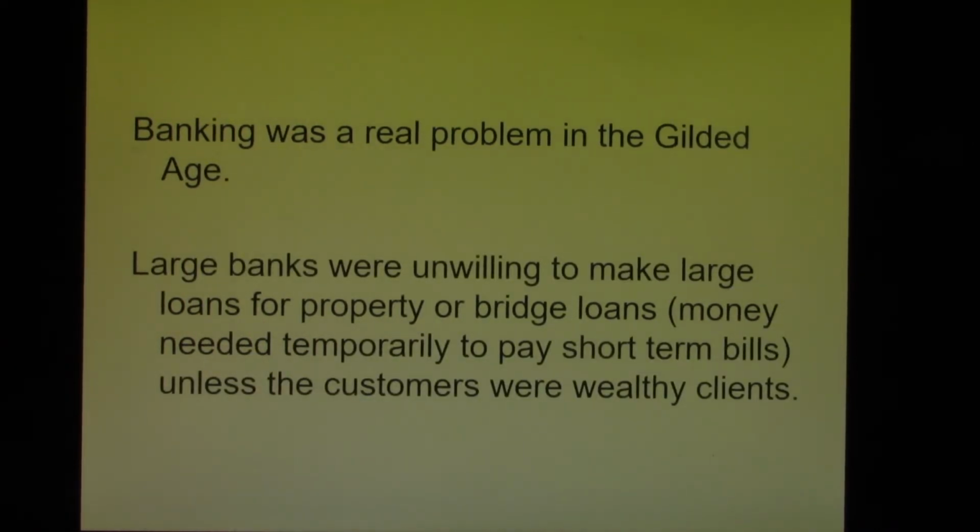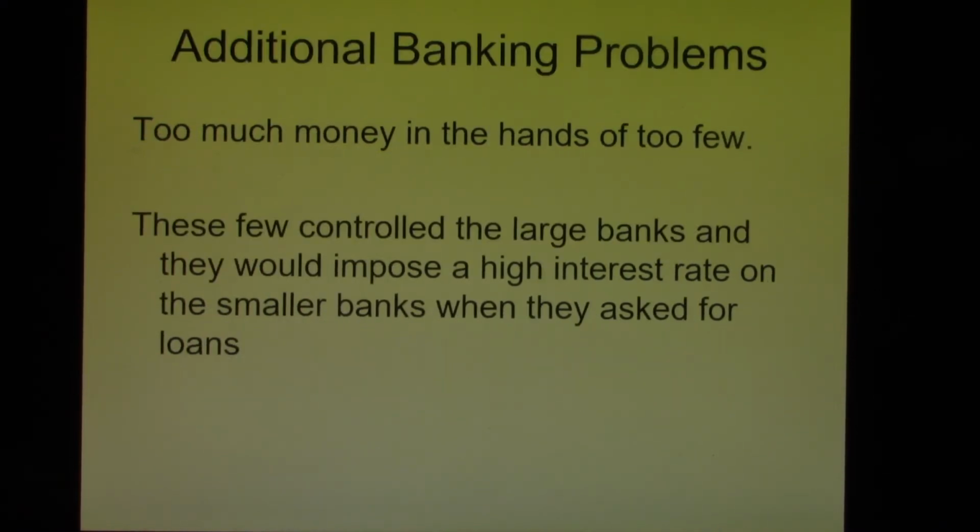Banking had always been a problem in the Gilded Age. Now, large banks were unwilling to make large loans, or what are called bridge loans. A bridge loan is a temporary loan. Generally, you owe the money to the other guy for maybe a month or less. Now, the problem is many of the banks will only give bridge loans to their wealthy clients. If you are not a wealthy client, then you are not going to get a bridge loan. And this is going to put a lot of small businesses out of business.